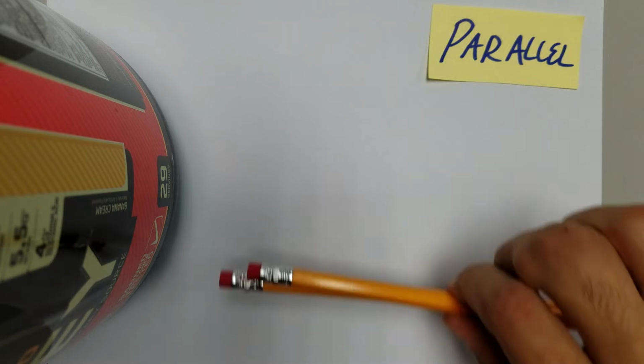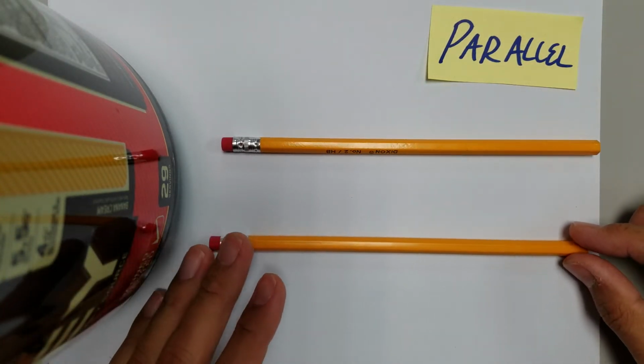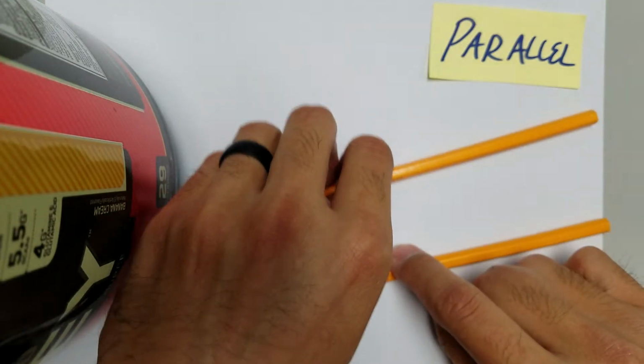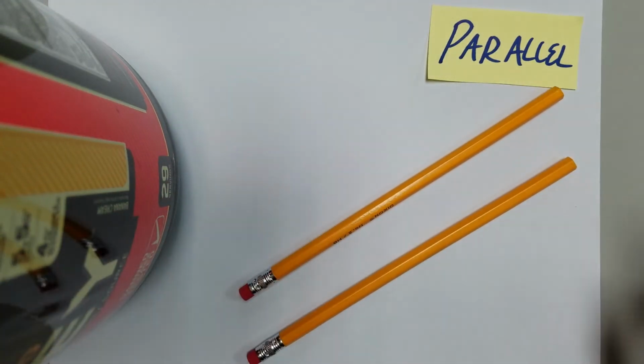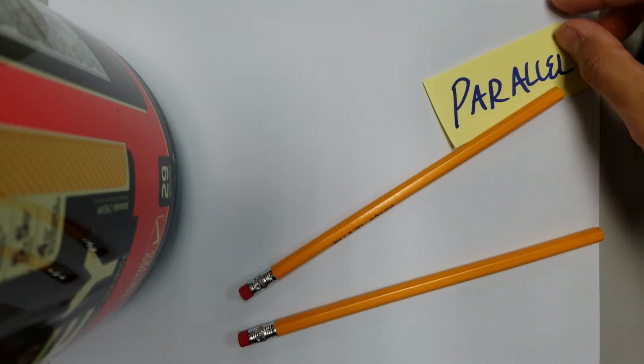So let's talk about parallel and perpendicular lines. When you're looking at parallel lines, you have two lines that never touch. So these are parallel. It doesn't matter what direction you turn them. They'll have the same slope. If you adjust one slightly, then they're not parallel.